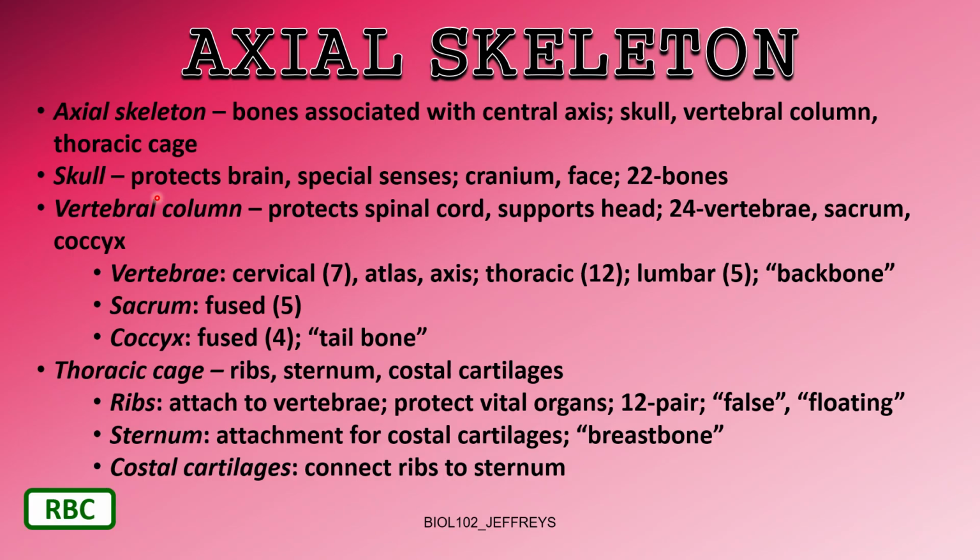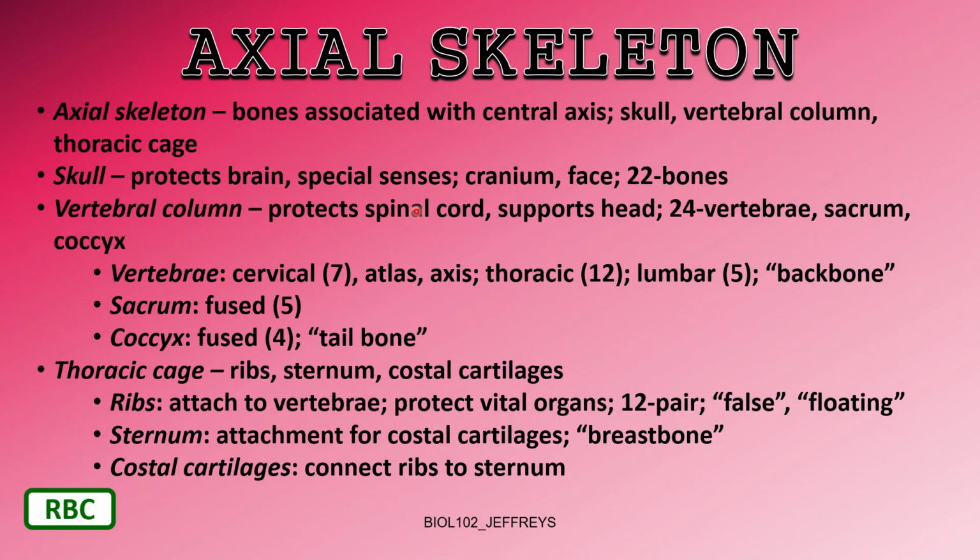Your skull protects your brain and special senses like vision, hearing, and taste, because your tongue is in there as well. It is broken into two parts, the cranium and the face, and it's a total of 22 bones. The cranium, by the way, is that part of your skull that protects your brain, and the face, of course, are those bones that make up the structure of your face. 22 bones total.